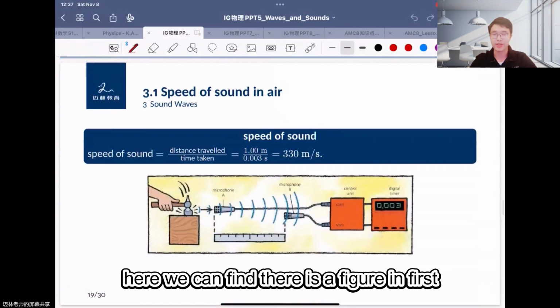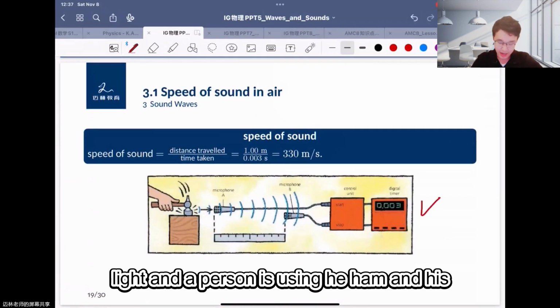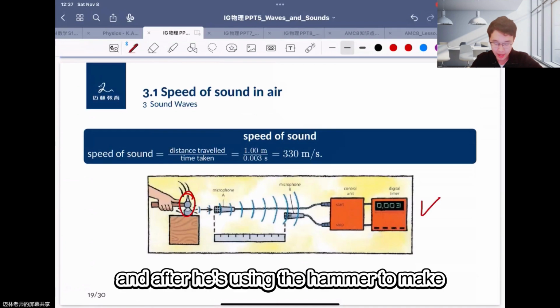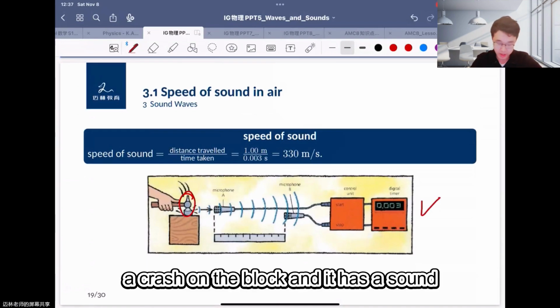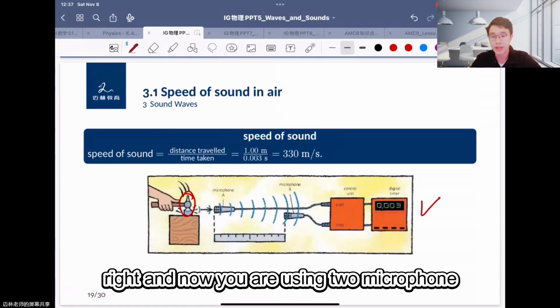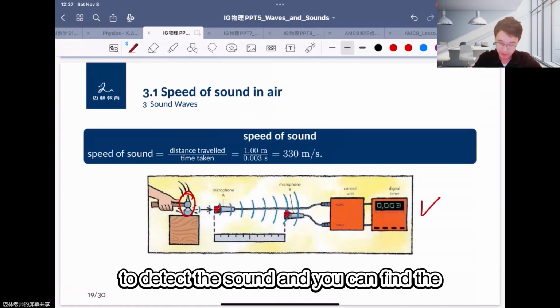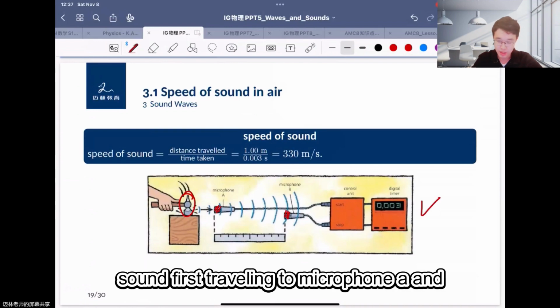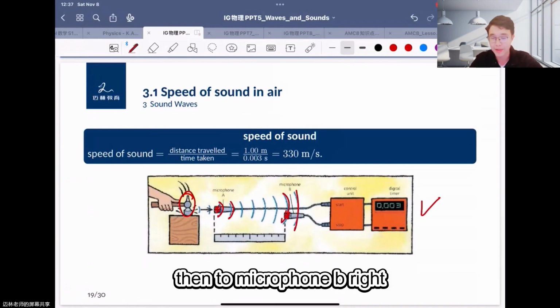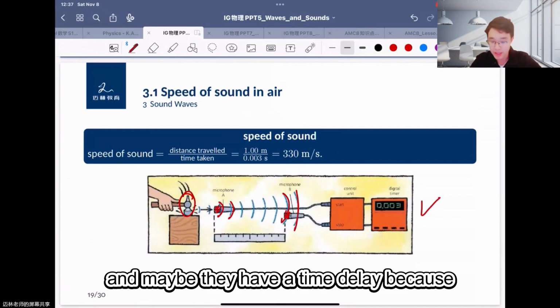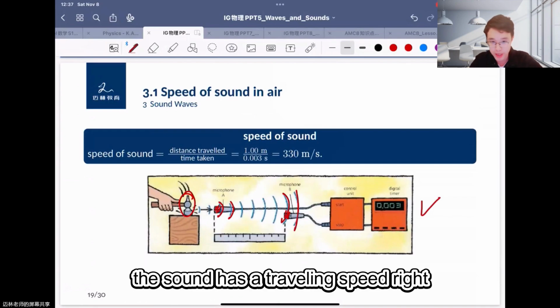So here we can find there's a figure in the first slide, and a person is holding a hammer in his hand, right? And after he uses the hammer to make a crash on the block, it has a sound, right? And now you are using two microphones to detect the sound. And you can find the sound first travels to microphone A and then to microphone B, right? And maybe they have a time delay because the sound has a traveling speed, right?